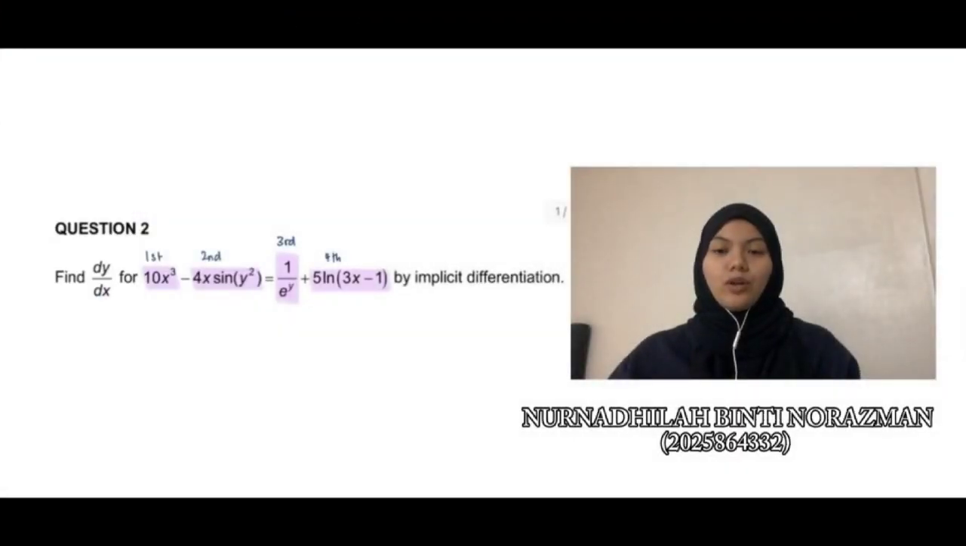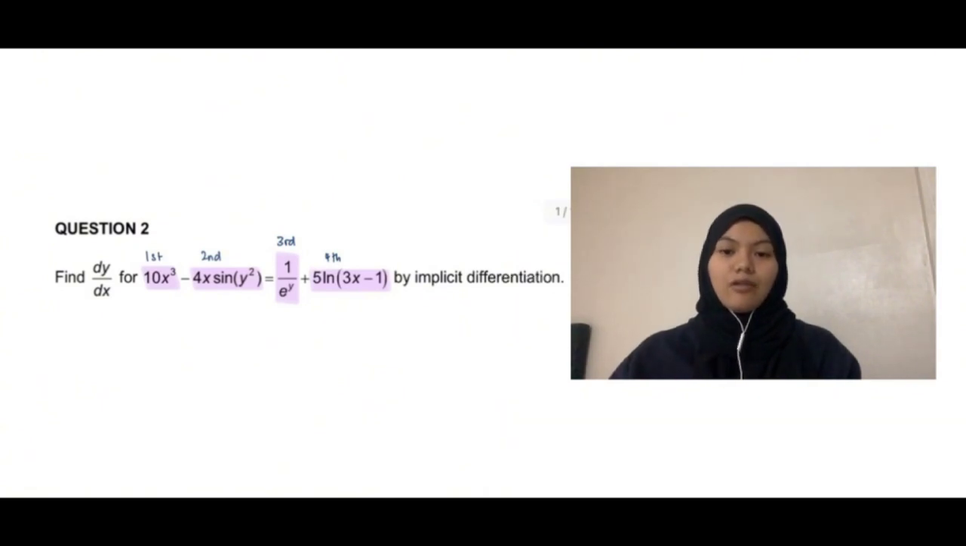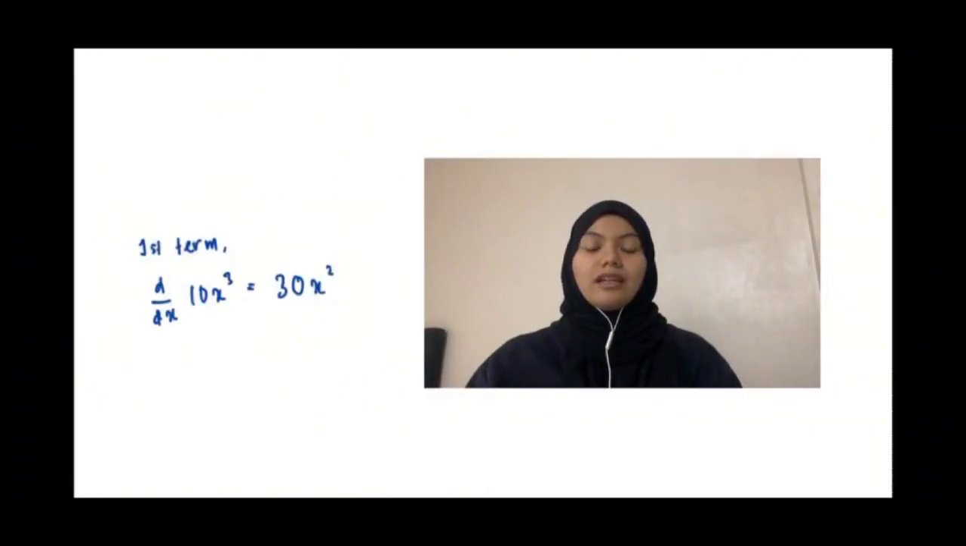So for our question 2, how are we going to find our dy over dx by implicit differentiation? So here we have our first term, second term, third term, and our fourth term. So our first term is 10x cubed. So how are we going to derive it?